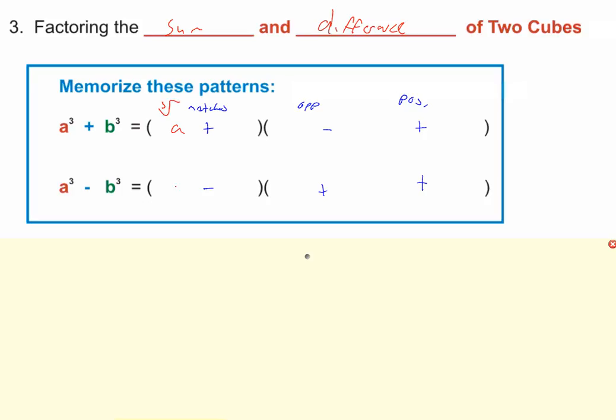What's the bottom one? A, because the cube root of a is a. How do you get the back of the binomial? Again, you take the cube root. Cube root of b cubed is b.